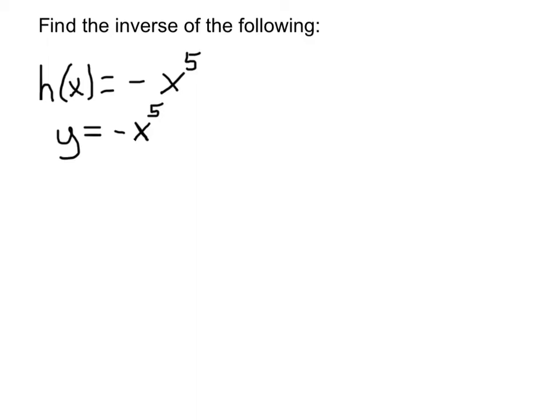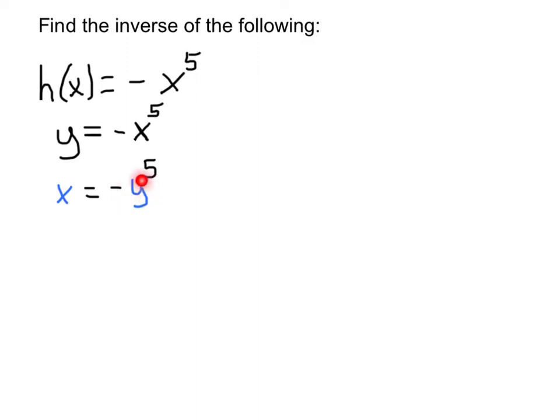Okay, now what we're going to do is we need to switch our x's and our y's. So I'm going to go x is equal to negative y to the fifth power. All I did really there is just switch my x's and my y's. You'll see my blue here. That's the only parts that I've changed.